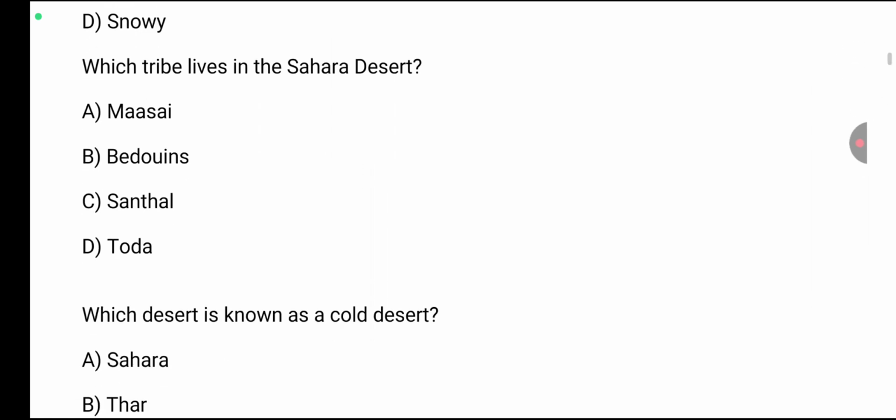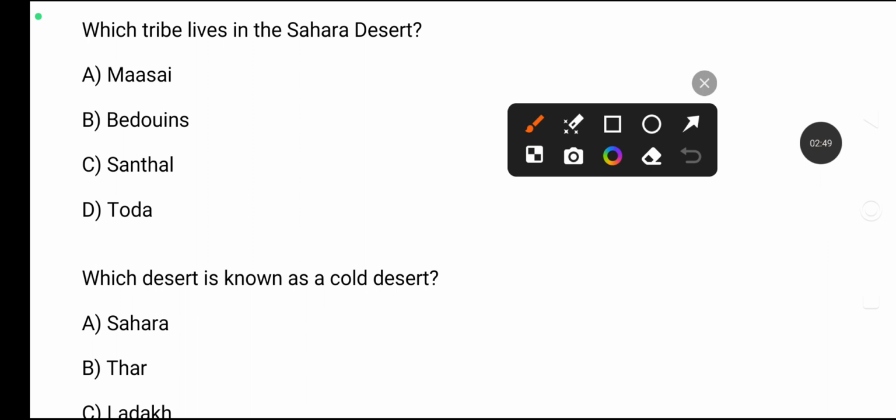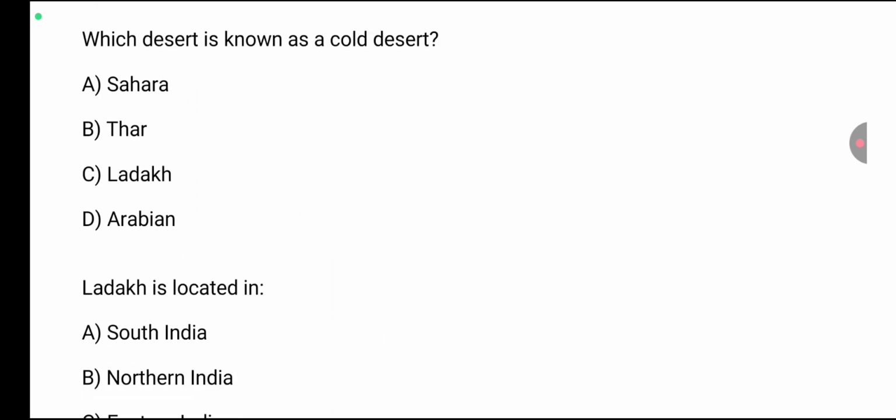Now moving on to another question. Which tribe lives in the Sahara Desert? Masai, Bedouins, Santal and Toda. The tribe will be, I think, the answer will be D, that is Toda.